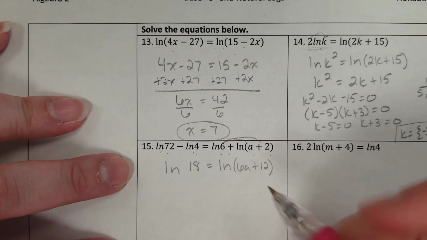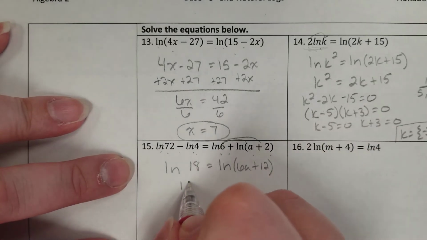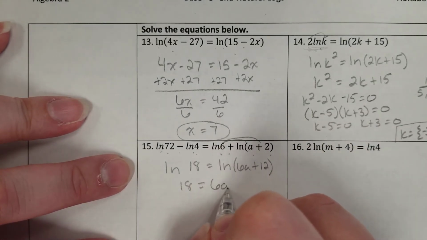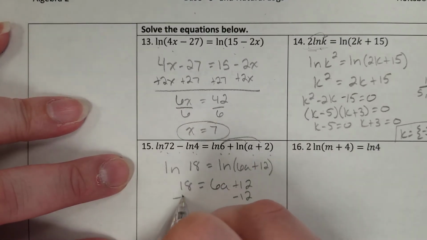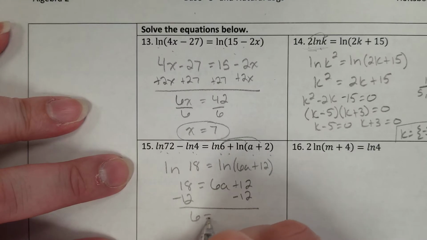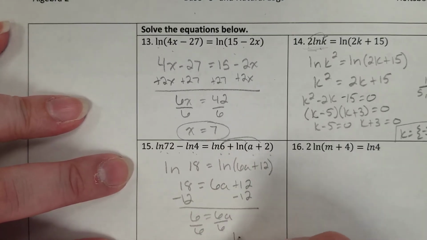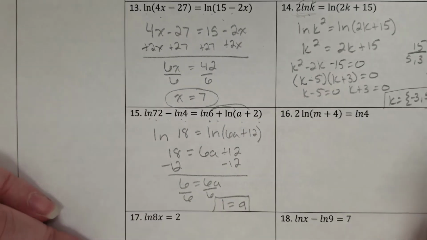And now that we have everything condensed, we can just set them equal. So 18 equals 6a plus 12. And that's an easy 2-step equation that we could probably solve in our sleep. So 1 equals a. And there we go.